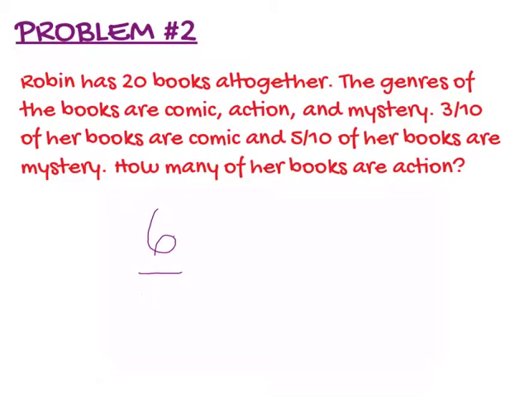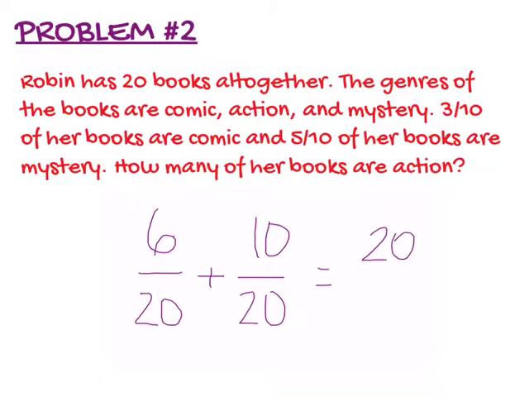So the new problem would be 6 out of 20 plus 10 out of 20 equals the number of books in total. Now, we know that 6 plus 10 does not equal 20. It equals 16. So, if you solve the equation on the left, it would be 16 out of 20.